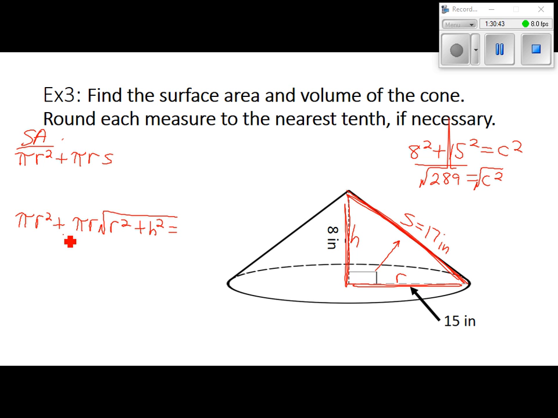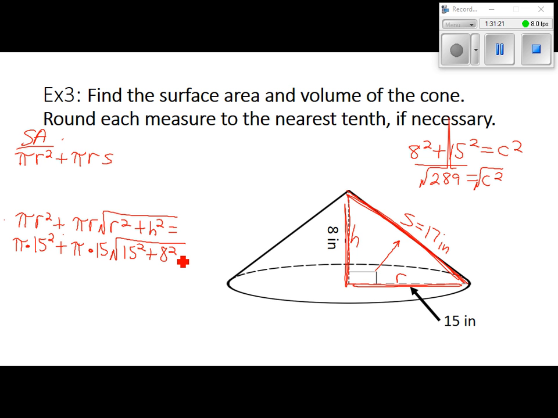So if I wanted to do, let's do this bottom one, because we didn't know the slant height at first. All I'm gonna do is put in pi, I'm gonna hit the pi button on my calculator. Then the radius this time is 15, so 15 squared. So pi times 15 squared plus pi times 15, then square root, 15 squared plus the height was 8, so 8 squared. You're just plugging in all those numbers.